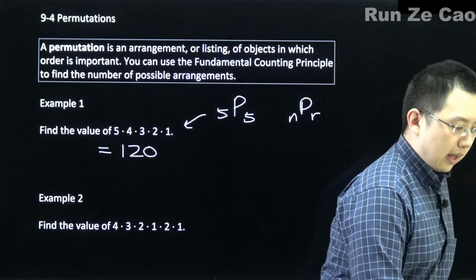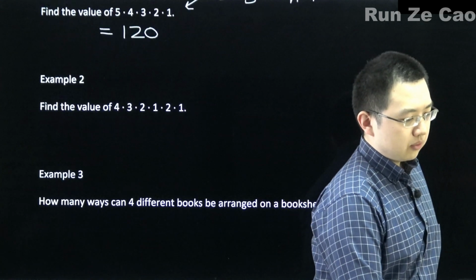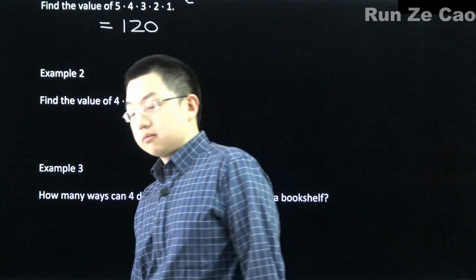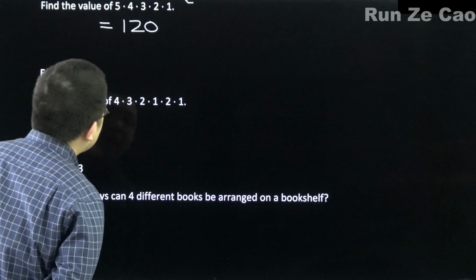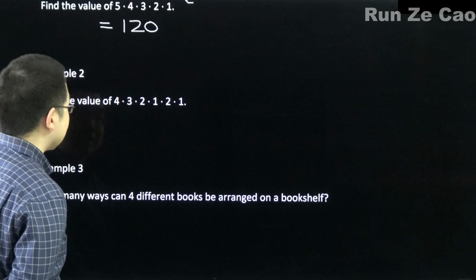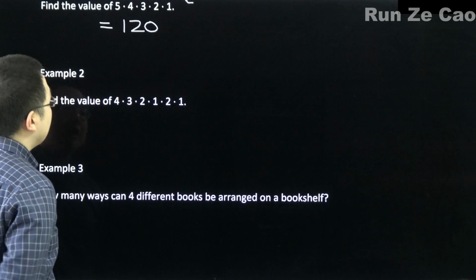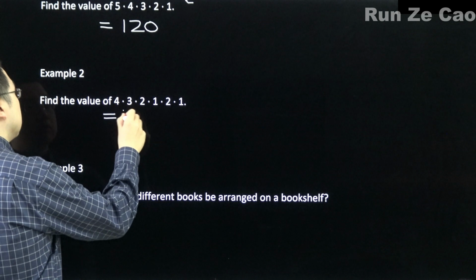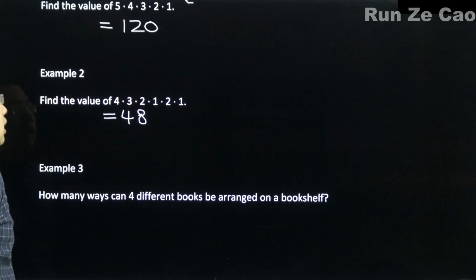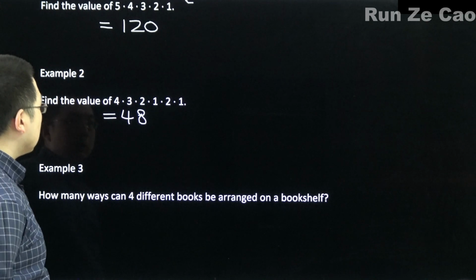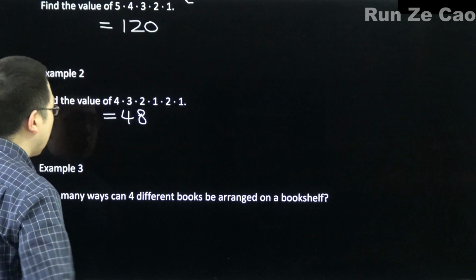Now let's look at 4 times 3 times 2 times 1 times 2 times 1. Well, 2 times 4 is 8. 2 times 3 is 6. 6 times 8 is 48. All right. What sort of situation would this problem be like?